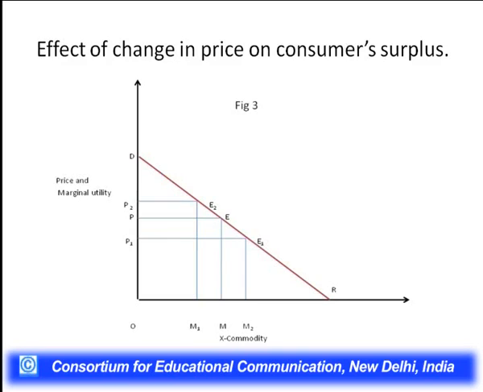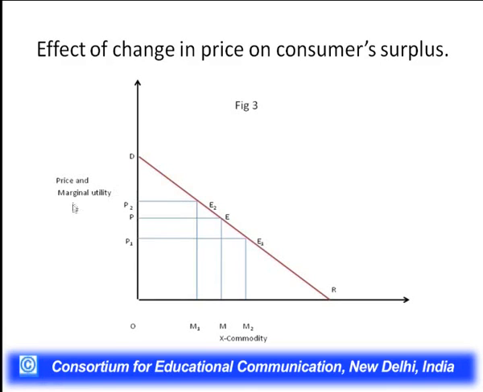Now, we can see what happens when there is a change in the price of the commodity. This is shown in figure 3. Price and marginal utility are shown on the Y axis and X commodity is shown on the X axis. DR is the demand curve. First the price is OP and the consumer is buying OM units of the commodity. Here you see that the consumer is willing to pay OMED, but the actual payment is OPEM. So, triangle DPE is the consumer's surplus.